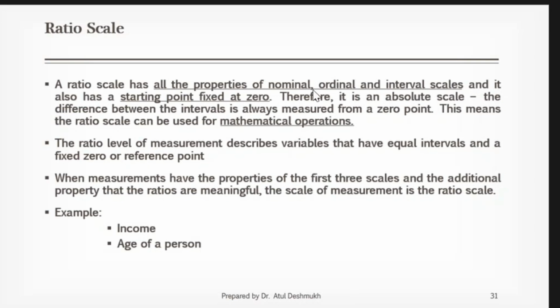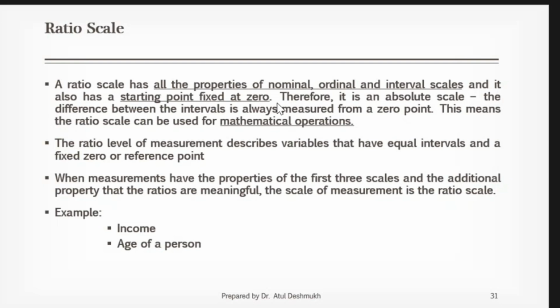A ratio scale has all the properties of nominal, ordinal, and interval scales. So a ratio scale is a full scale. As it is a full scale, you can treat it as a mathematical scale, or the scale which can have all kinds of mathematical calculations or manipulations. It covers all other types of scales, meaning it has all the properties of a nominal scale: it will classify, it will order, and it will have equally spaced intervals if needed. Apart from this, it has a starting point fixed at 0.